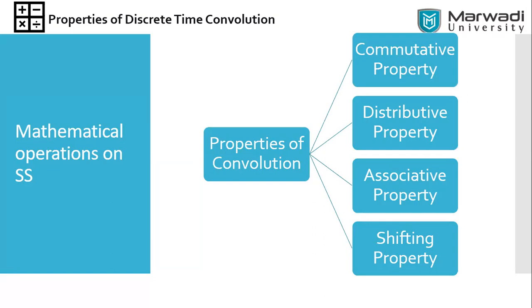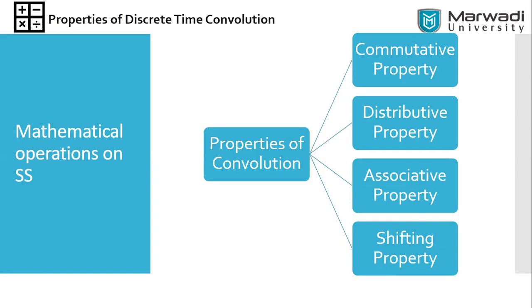So the very heart of this method doesn't change. For continuous time and discrete time, the commutative property, distributive property, associative property, and shifting property all exist. Fine.